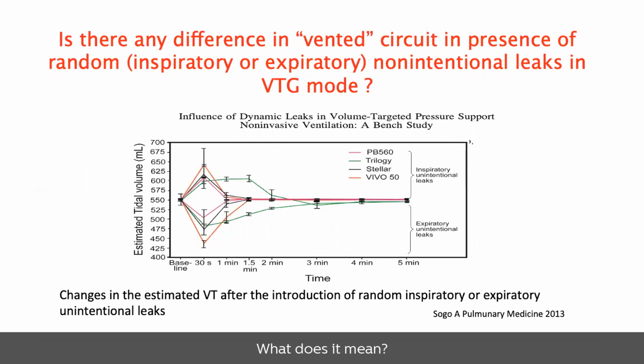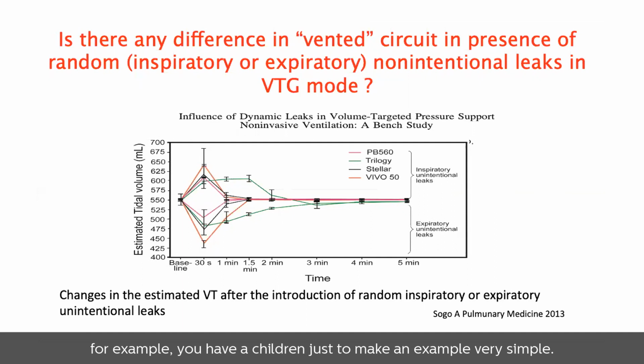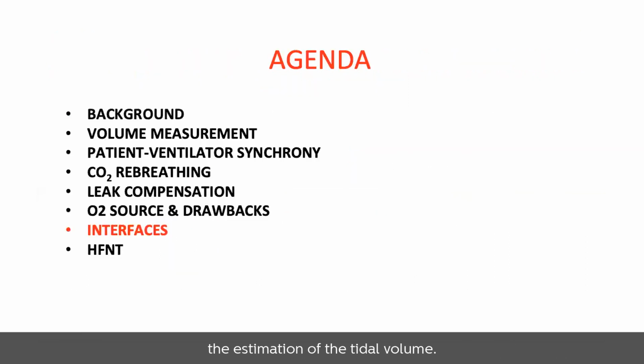What does it mean? That you may have a correct intentional leak, but also a random non-intentional leak. For example, just to make a very simple example, with a child, you remove the pacifier and you put the pacifier back, remove the pacifier, put it back. These random leaks can sometimes create a misreading of the tidal volume, the estimation of the tidal volume.